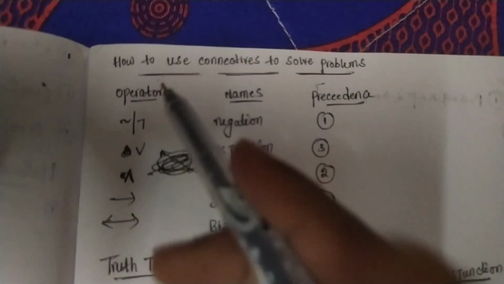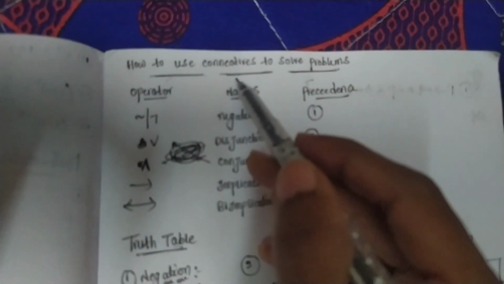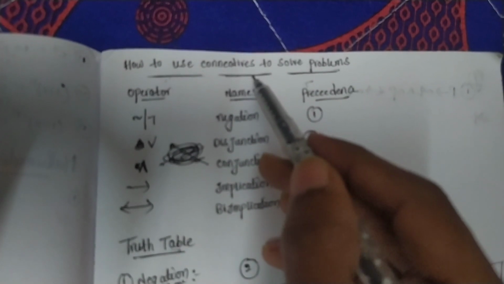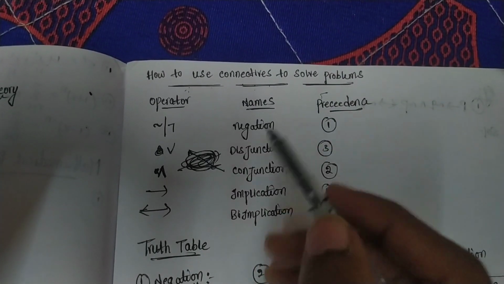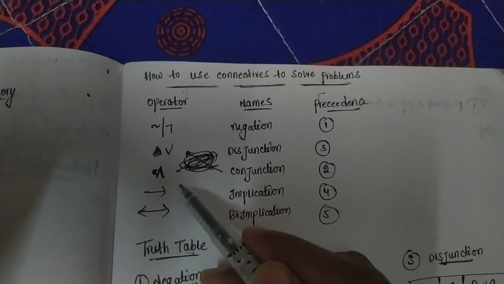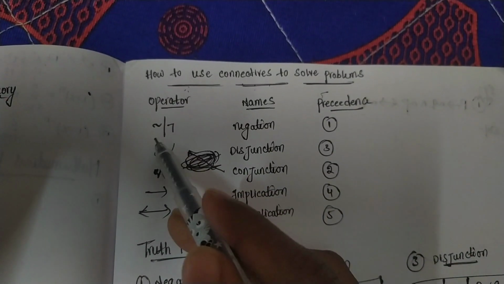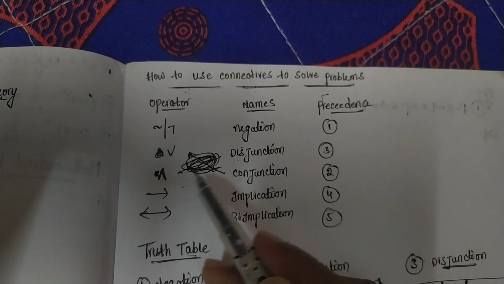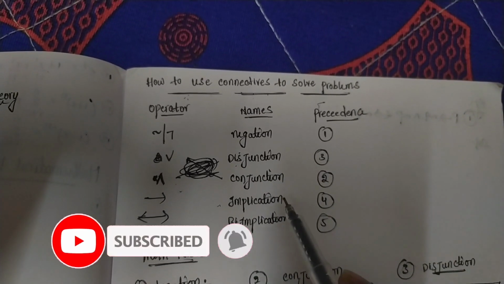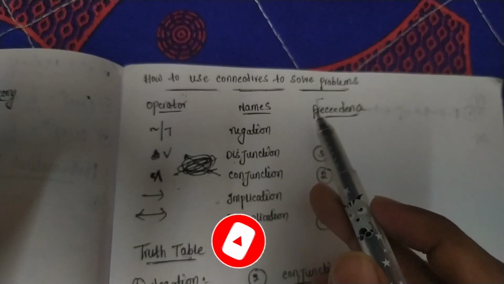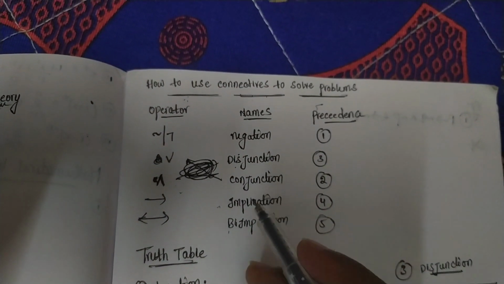Coming to how to use these connectives to solve problems. Here we noted the operators and the names of these operators: this is negation, this is disjunction, this is conjunction, implication, bi-implication. Here some precedences are given to these connectives to solve the problem. These are the steps for which is to be solved first to solve the whole problem.